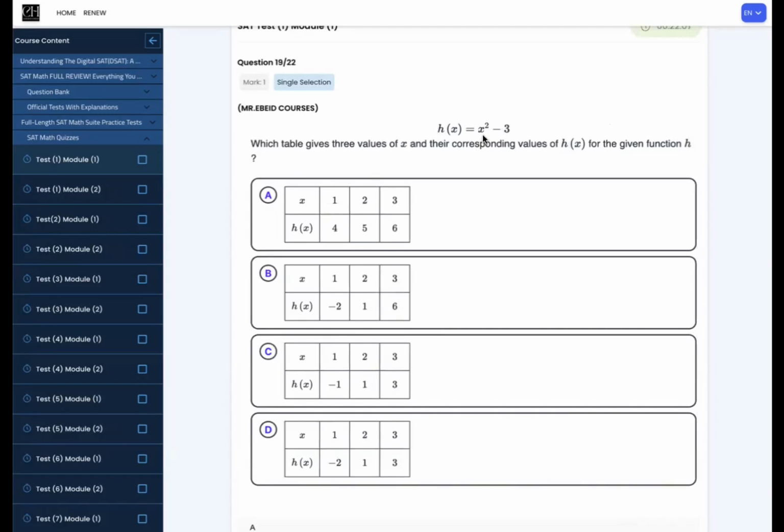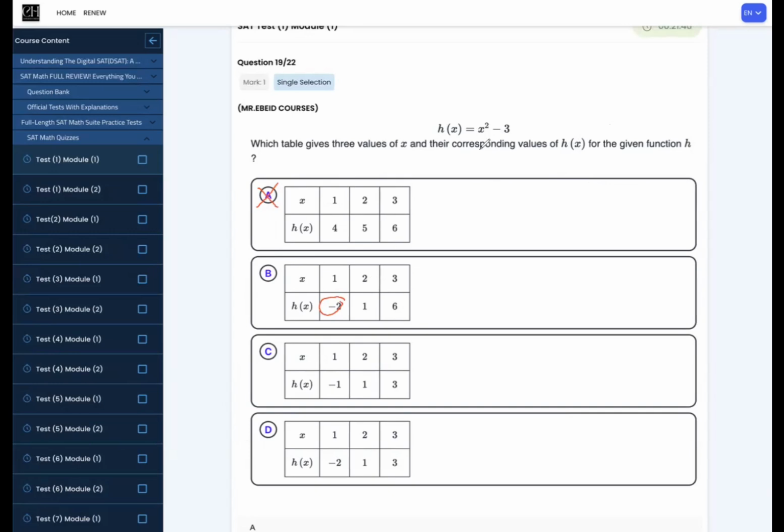If we have h of x equals x squared minus 3, which table gives three values of x and their corresponding values of h of x for the given function h? I will pick one of them and plug it in the equation to show whether it is satisfied or not. If x equals 1, I'll check the first one: 1 squared is 1, minus 3 will be -2, not 4. So this is not correct, but we have -2.